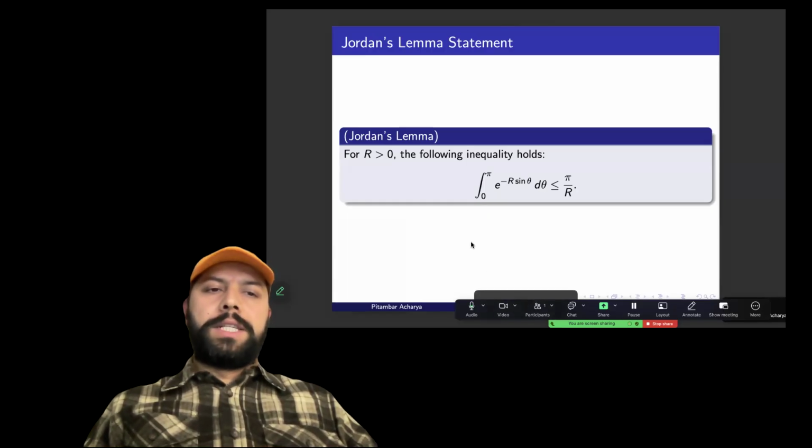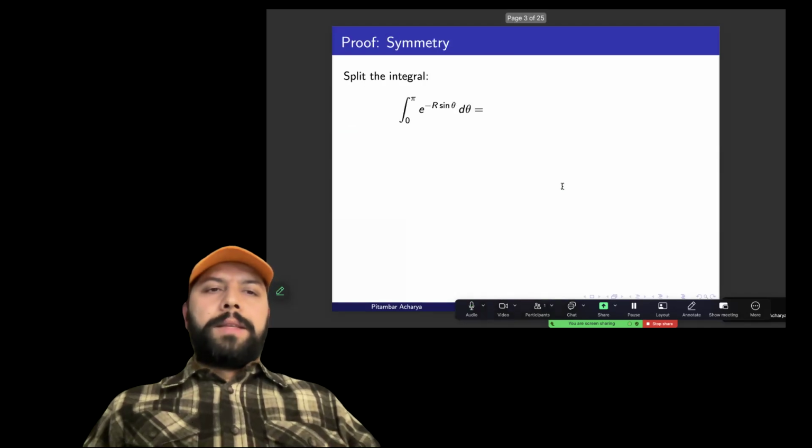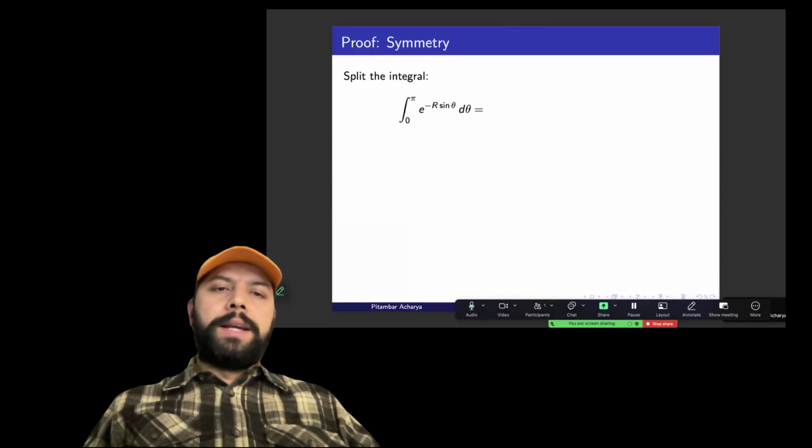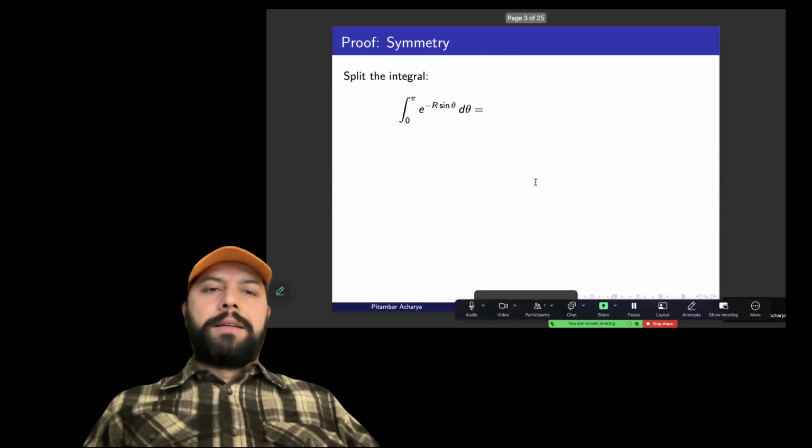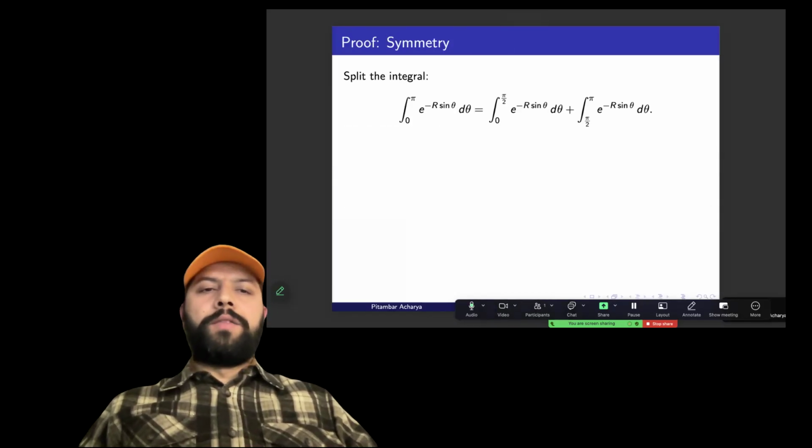The first version is for any positive r, this inequality holds: the integral of e to the negative r sine theta d theta, over the integration from 0 to pi, is less than or equal to pi over r. So first, to prove this one, we split the integral. The integrand here, we split as like this. So first, 0 to pi is split into 0 to pi over 2 and pi over 2 to pi.